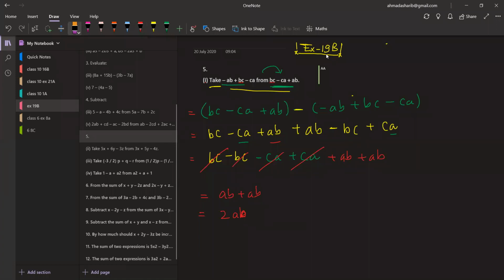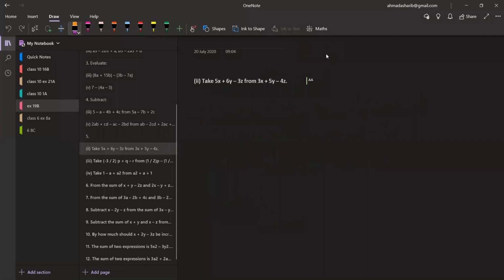Hope it is clear. Next, take 5x plus 6y minus 3z from 3x plus 5y minus 4z. So write 3x plus 5y minus 4z minus 5x plus 6y minus 3z.